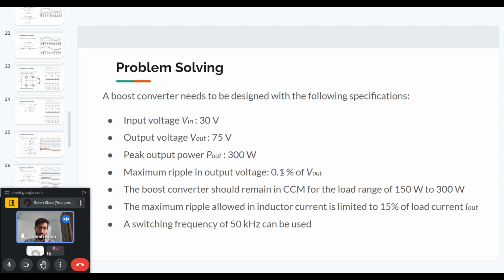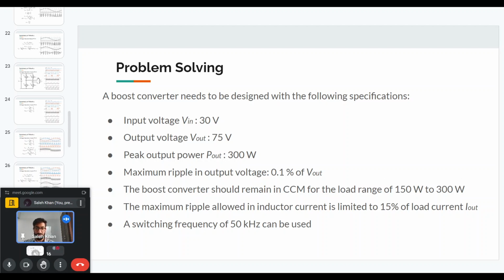That is why we use this small ripple approximation, especially for capacitor voltages. Then the question asks that the boost converter should remain in CCM for the load range of 150 watt to 300 watt. As we saw for the buck case as well, as the load current reduces, the chances of going to DCM increase because we are getting closer and closer to DCM. So we are asked that the converter should remain in CCM for a load range. If we go to very low load, less than 150 watt, then it may go into DCM, but we want to stay in CCM for the 150 to 300 watt range.